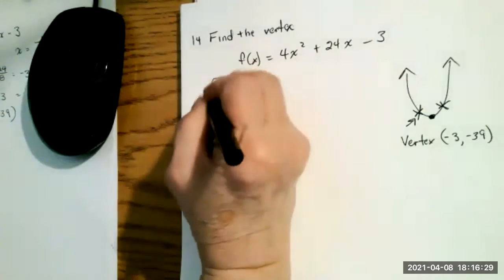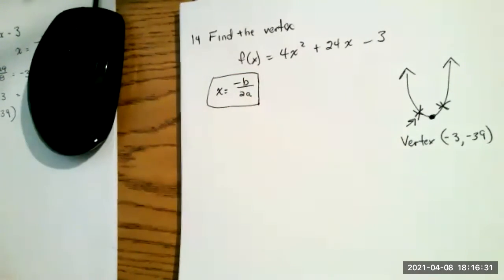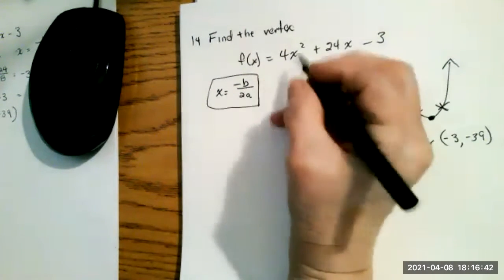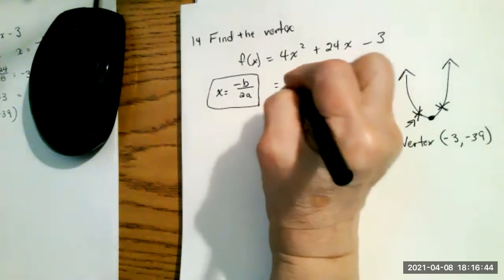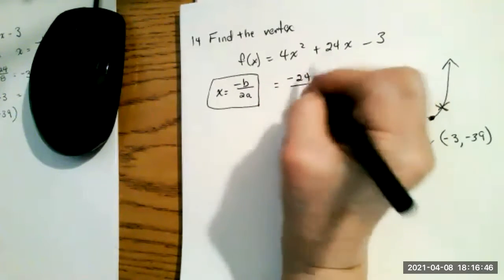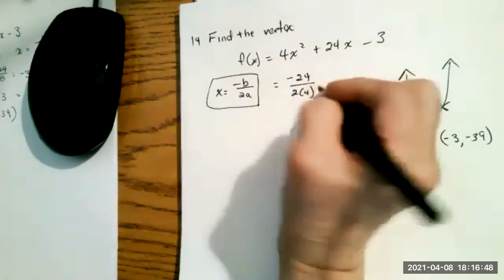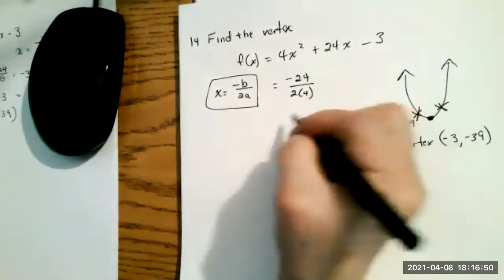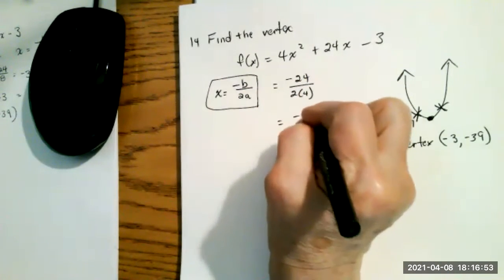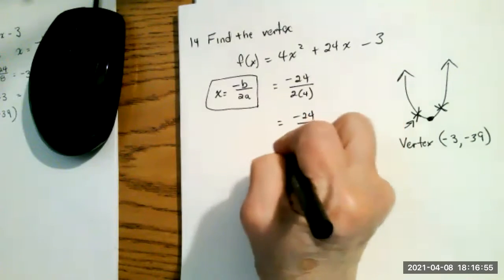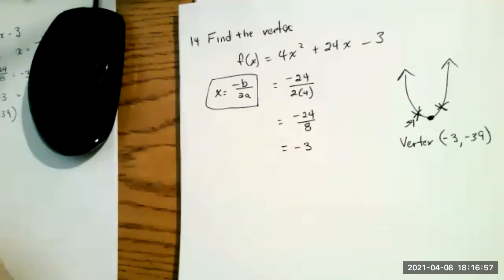You can use this if you don't know how to graph and don't want to graph. You can use the negative b over 2a. That's that part of that quadratic formula that's in the front. And that will get the x value of your vertex. In our case, it'd be negative 24 over 2 times 4. And that's negative 24 over 8, which is negative 3.